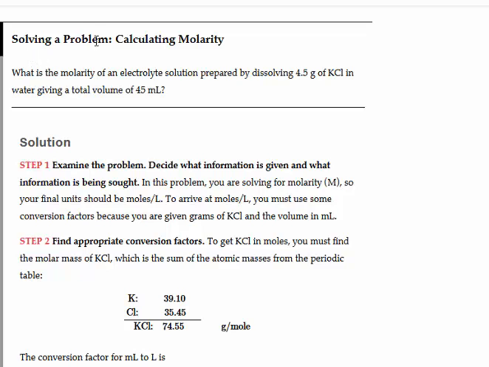Let's look at solving a typical problem using the definition of molarity. What is the molarity of an electrolyte solution prepared by dissolving 4.5 grams of potassium chloride in water, giving a total volume of 45 milliliters?